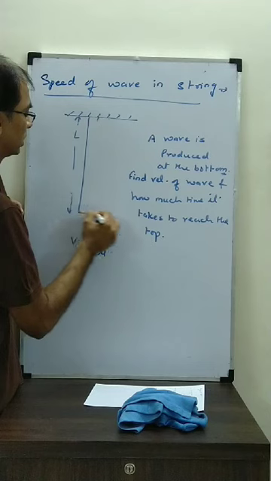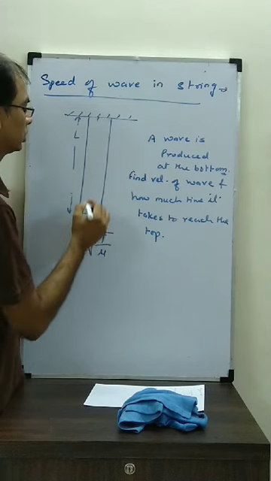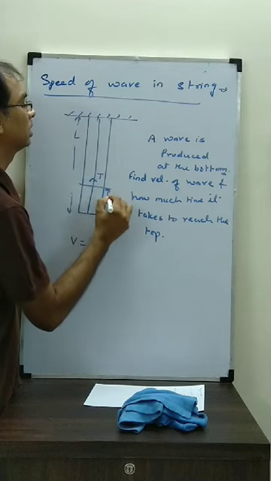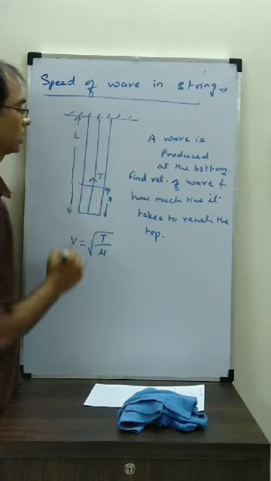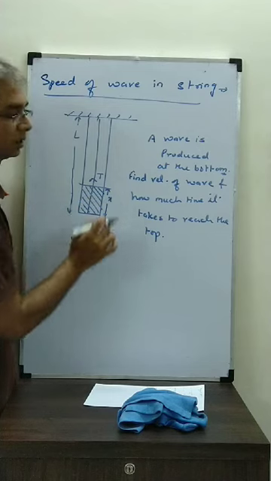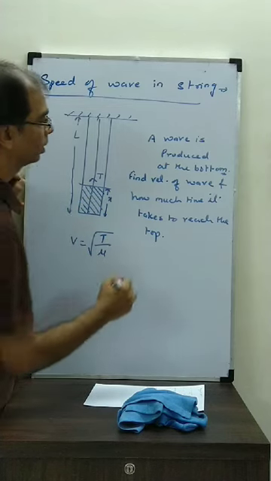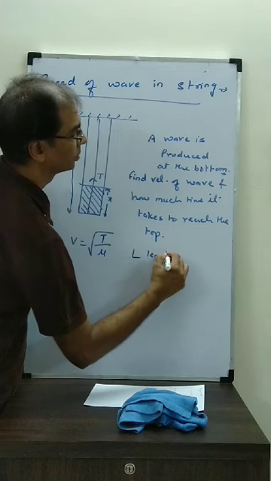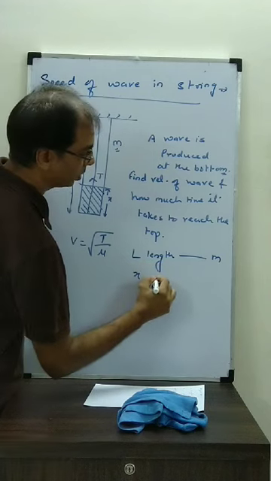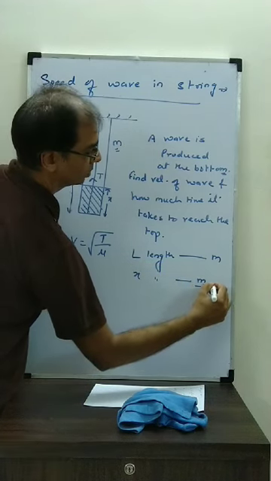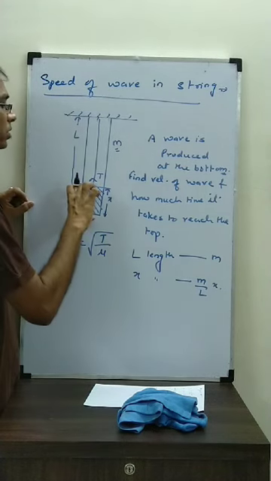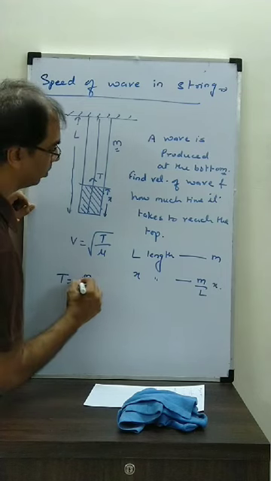Now how to find it? Let's see. Suppose I take the tension at this point here, and I am considering this length as x. First, we want the mass of this portion whose length is x. What we know is that length L has mass m. Then length x will have mass M by L into x. So what will be the tension then? Tension will be the mass of this length into g.